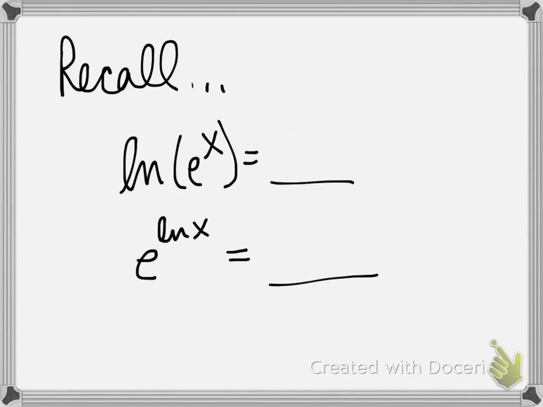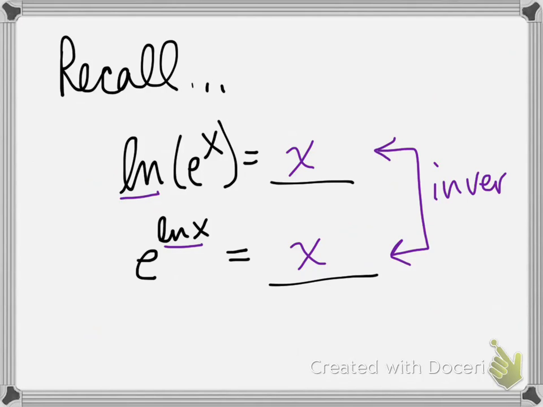Okay, a couple things. Since natural log and e to the x are inverses of one another, if you take the natural log of e to the x, you get x. And if you take e to the ln x power, you also get x. That's because they're inverses. That's what happens when you have inverses.